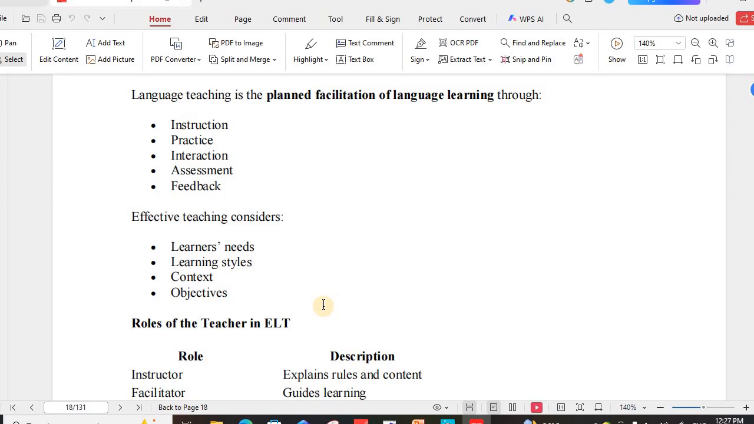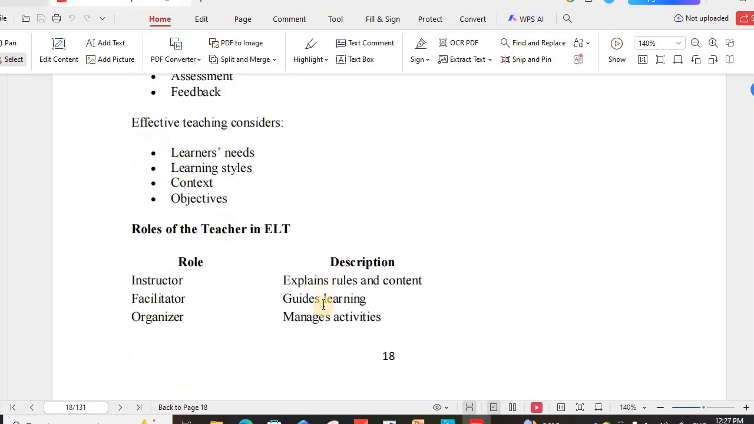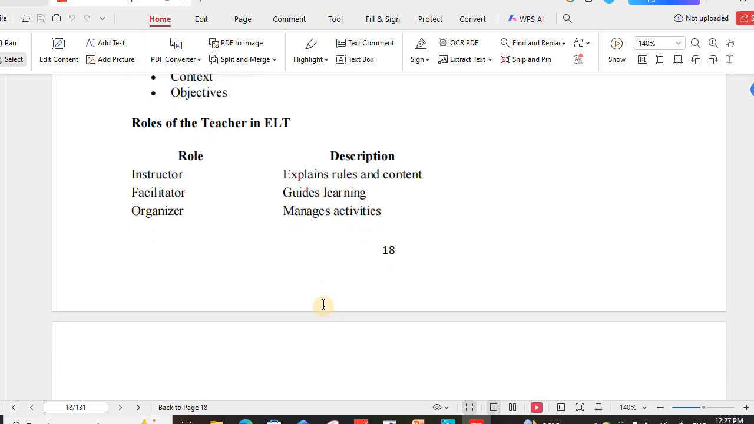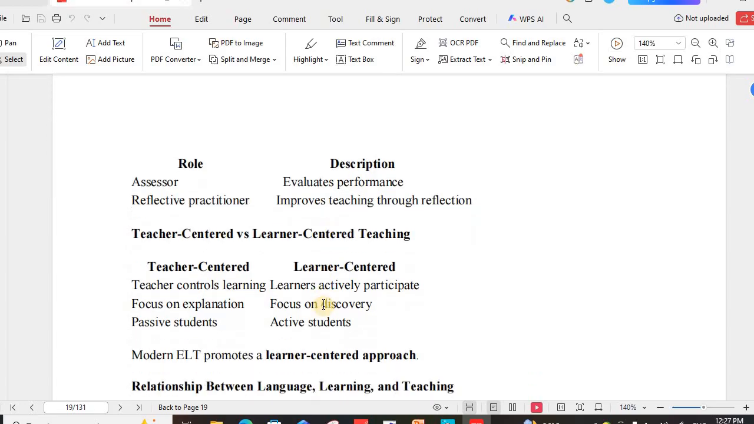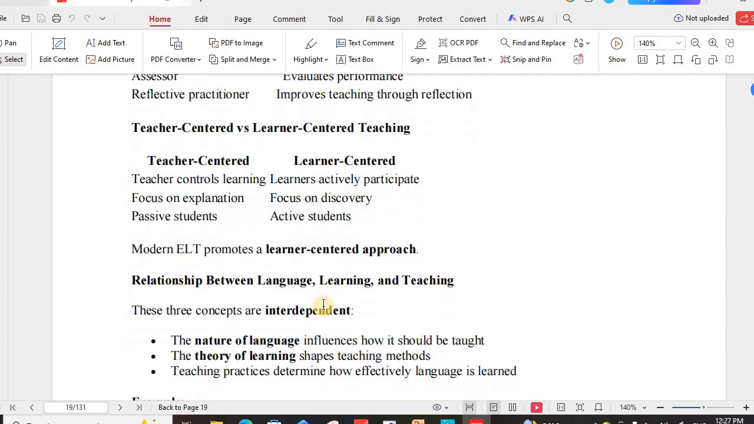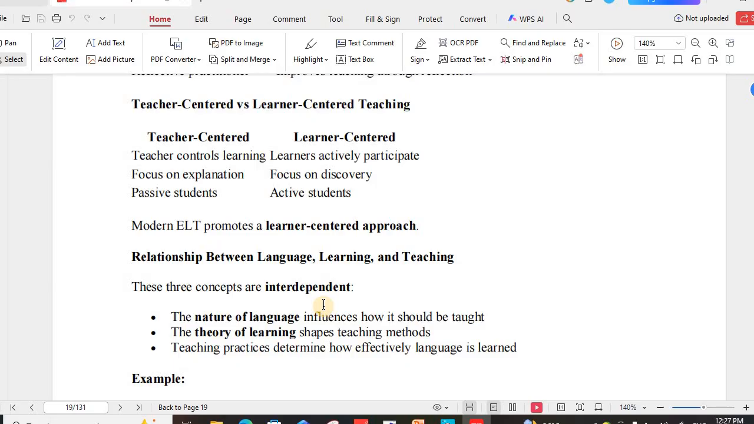What are the objectives of the learning process itself? The roles of the teacher in ELT: instructor, facilitator, organizer, and assessor. Okay, so this is a reflective practitioner. So we need to know what is meant by teacher-centered and learner-centered. Teacher-centered is teacher-controlled learning and focus: the teacher explains everything for the students, and the students sit passively, while learner-centered is when learners actively participate, they focus on discovery, they want to discover something new, so this is why they work like active students.